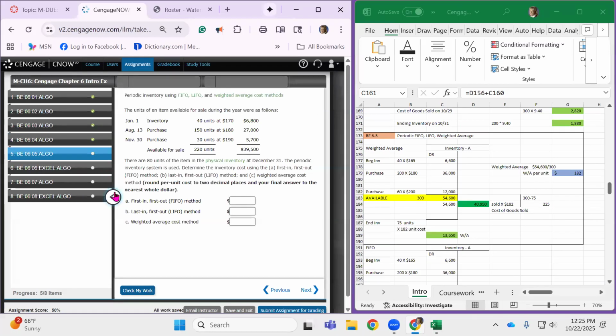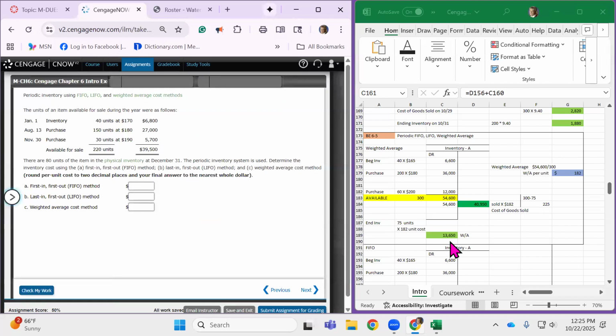Okay, here comes periodic. In fact, sometimes I would just rather do periodic. We're going to do periodic three ways: FIFO, LIFO, and weighted average, and I will see if I can concentrate better. Okay, so we're starting with January, beginning inventory. We've got 40 units at a cost of $170. So let's put that in.